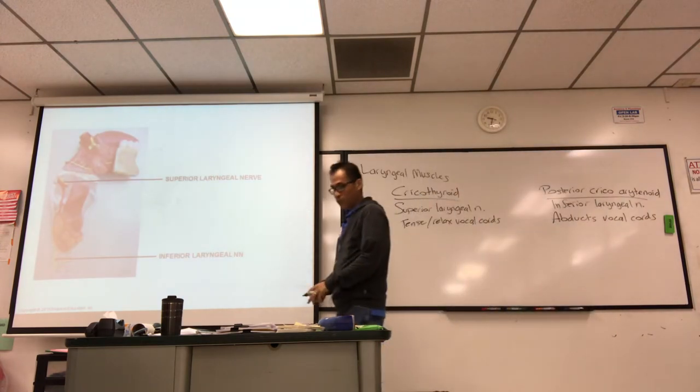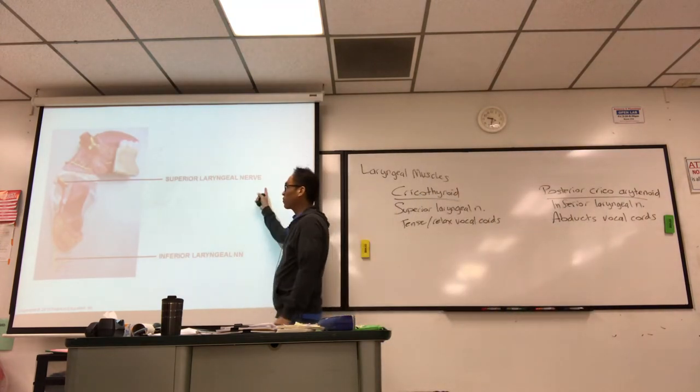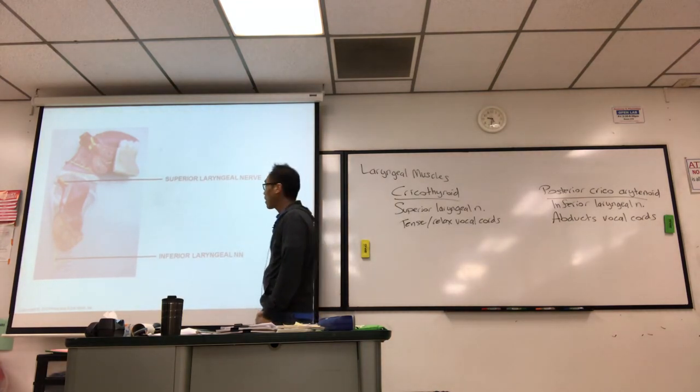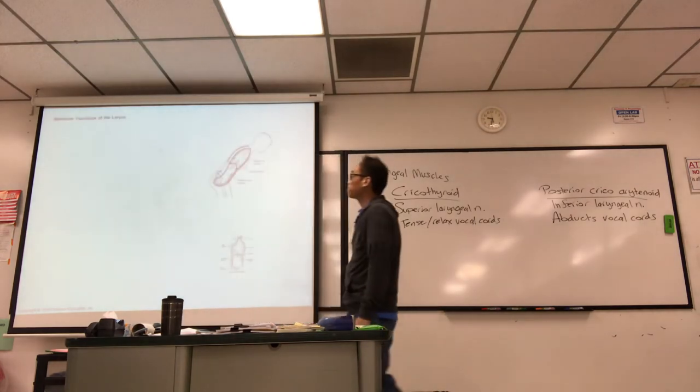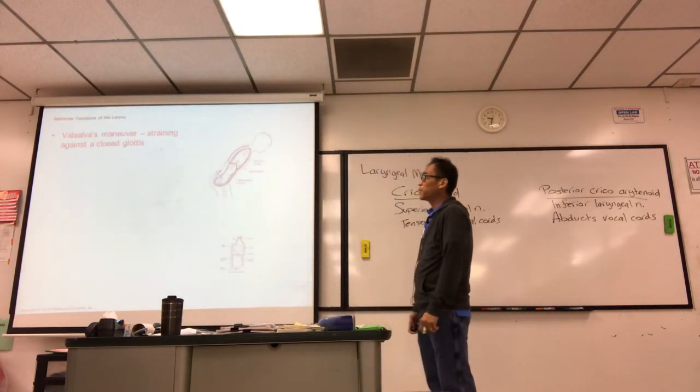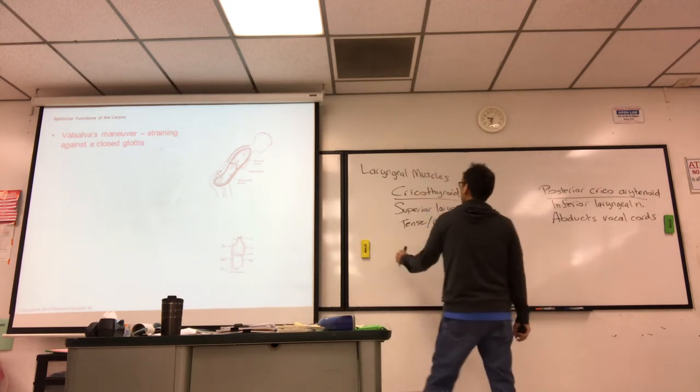The model we have in the room shows both of the nerves on the tongue-larynx model and indicated here. So you're responsible to look for that. So since we have the glottis and the larynx, you should know the Valsalva maneuver, which is straining against the closed glottis.